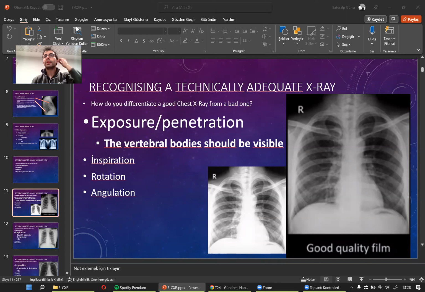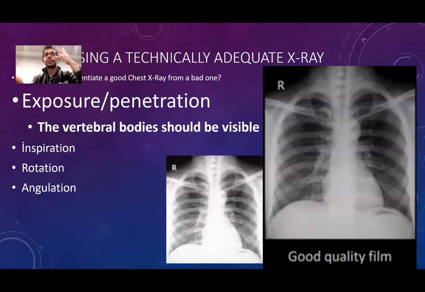I'm sorry, people. So we look at the exposure of the X-ray by looking at the vertebral bodies, and if we can see the lung bronchovascular markings in a good way or not. So there are two factors to evaluate when you are looking at the dosing of the patient.